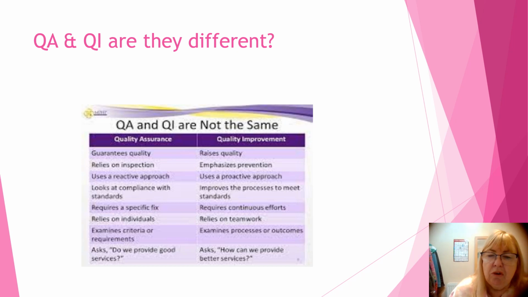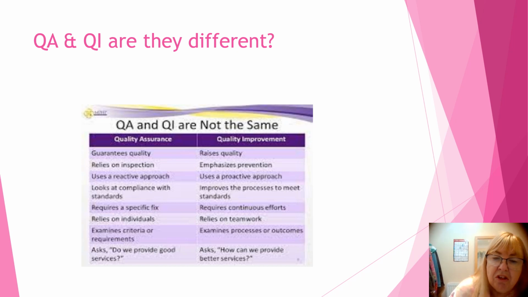Quality assurance looks at criteria, what are the requirements. Quality improvement is much more process based, because there are always some tweaks we can make to a process or the way we do something to make it better.